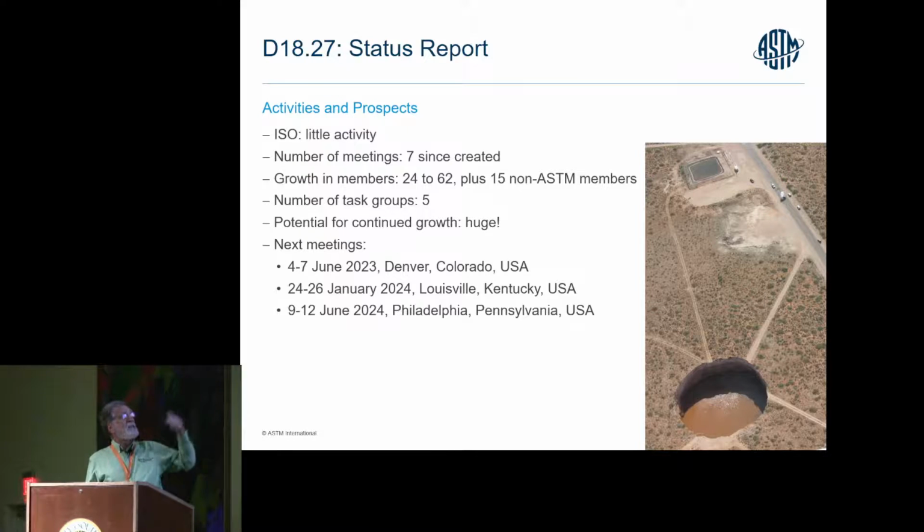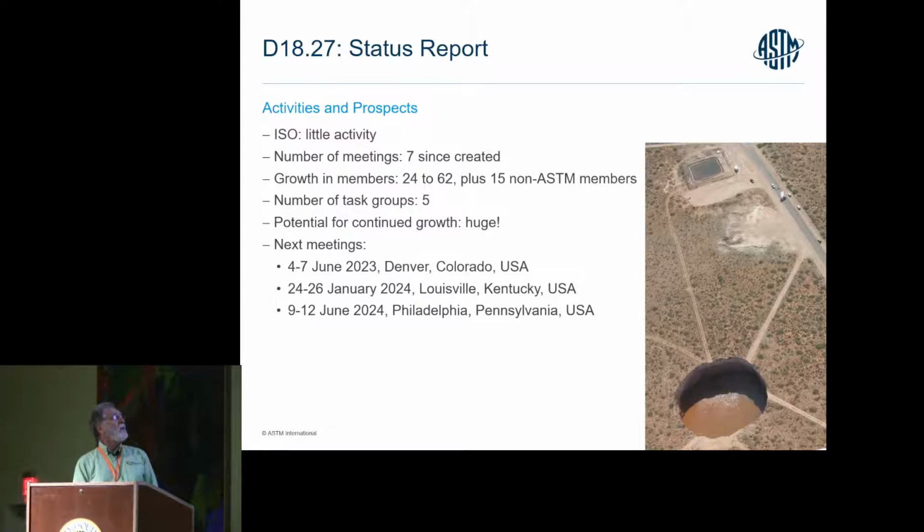The rest of this slide focuses on what D1827, the Karst subcommittee for ASTM, has done. We've had 7 meetings since we were created. Our first membership had 24 people. We've grown to 62 people. Additionally, we have 15 non-ASTM members who participate and give us their feedback. As Jeannie mentioned, you're not required to join. We welcome feedback. We want ideas. But ultimately, if you want to vote on the standards, you have to be a member. In the meanwhile, you can certainly be highly involved in the process.